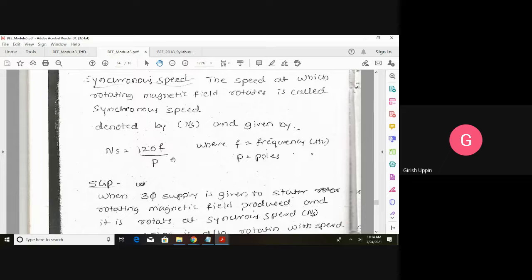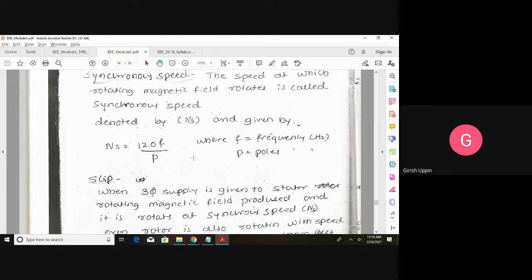So for example, if the number of poles is 10 and the frequency is 50 hertz, then what we get is 120 into 50 divided by 10. That would be the synchronous speed, and it is represented in rpm, rotations per minute.